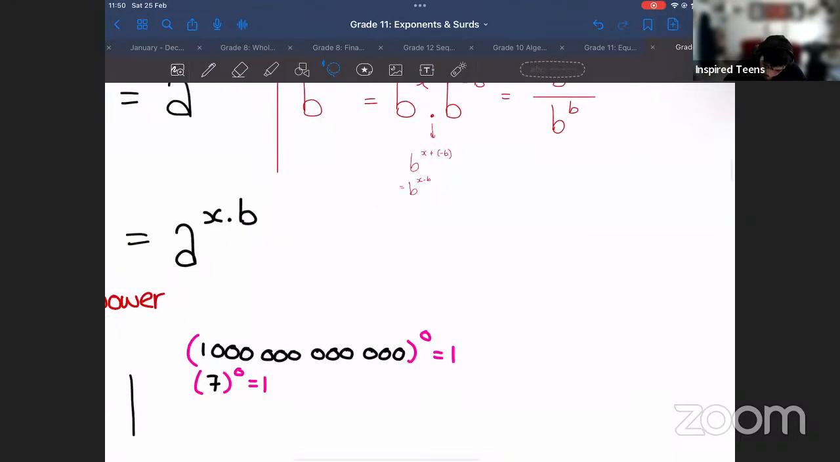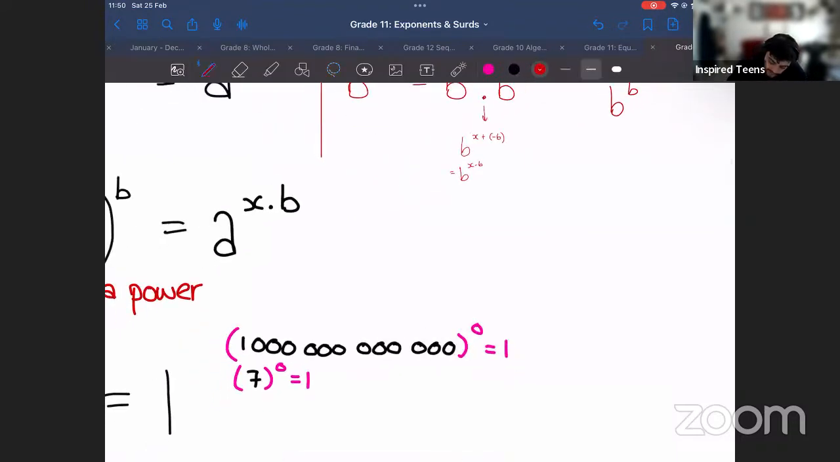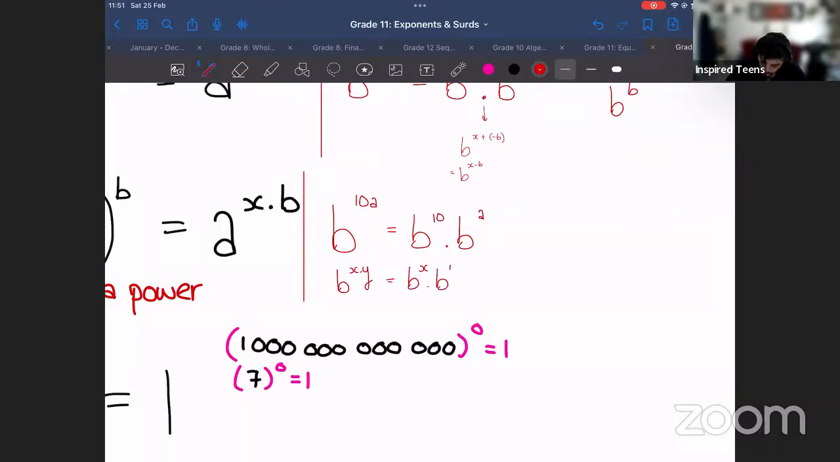Just move this up. So the reversal of rule number 4, it seems very simple in the rules; in the question is where it can get tricky. So I'm going to do B. I'm going to choose numbers. Say B to the power of 10A. This I can simplify as B to the power of 10 times B to the power of A. That's important to remember. So again, B to the power of X plus Y is equal to B to the power of X times B to the power of Y. Okay, so just note that.